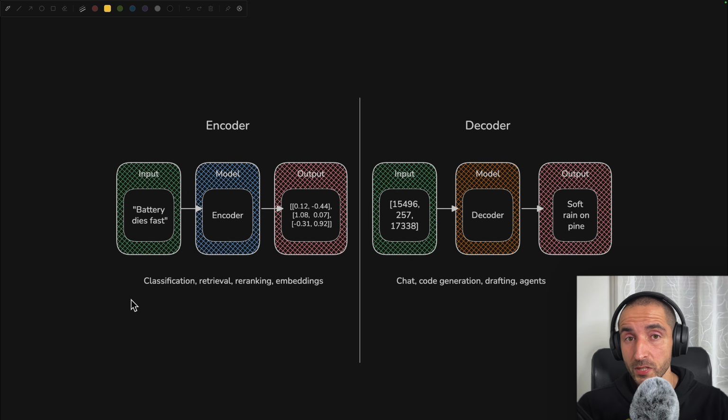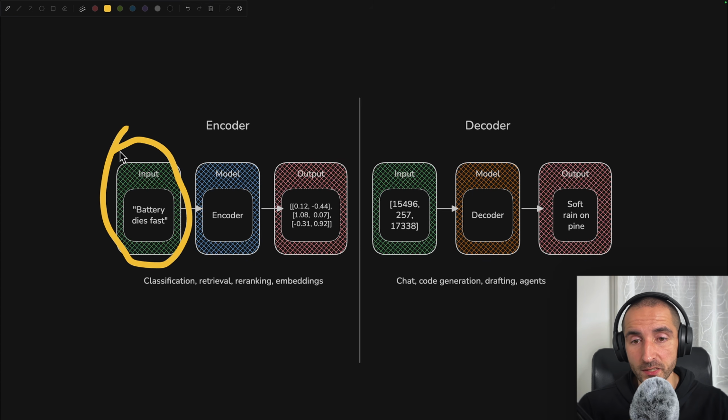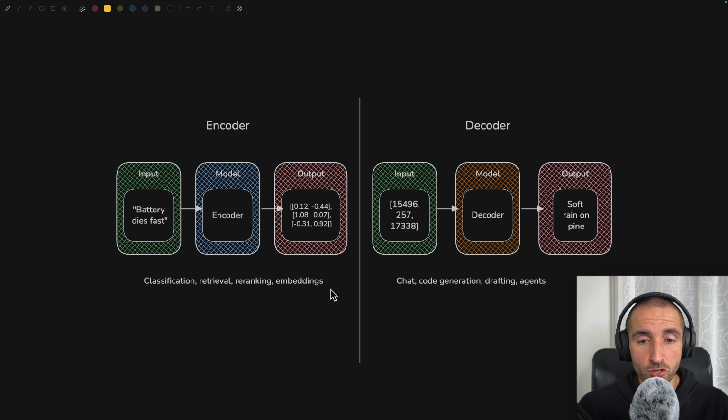The difference between the encoder and the decoder model is that the encoder gets an input that is text. This text is then represented as a matrix or a list of vectors that capture the semantic meaning of the text. And this is done during the encoding step within this model. Also, these types of models are used for classification, retrieval in retrieval augmented generation, reranking, and for embeddings. So we are going to see some of those examples being used with the ModernBERT model.